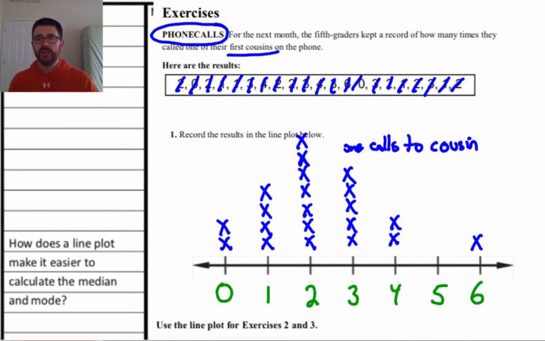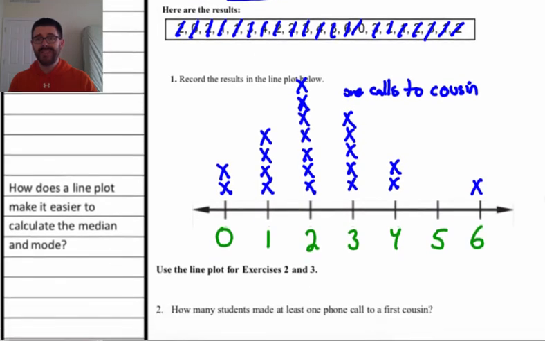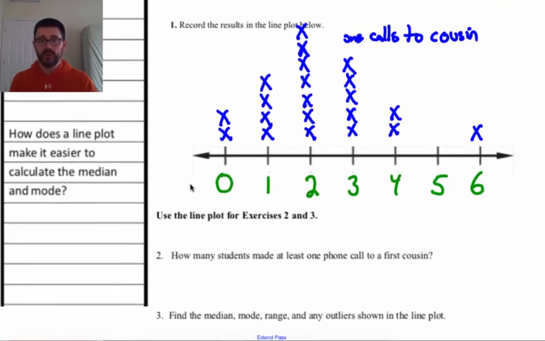Now, the nice part of doing the line plot is that it puts everything in order for you. It goes all the way from the zeros up to the 6s. So it's very easy to have the data already in order. And then think about the mode. Mode is the one that occurs the most. Well, that's just the tallest stack of x's. The one with the most x's means it occurred the most.